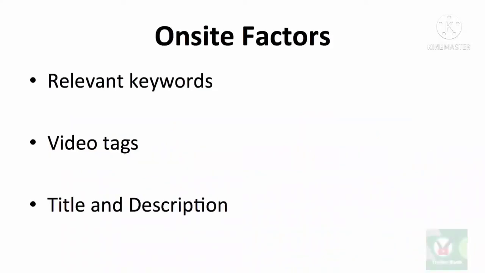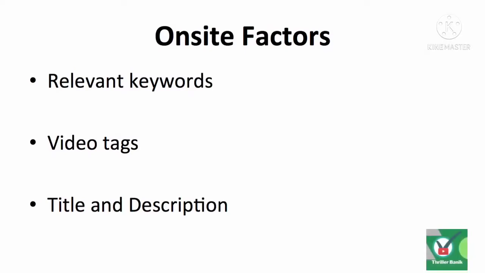There are two types of factors that will affect how Google will rank your video, which are the on-site factors and the off-site factors. Without further ado, let's get to the on-site factors. First and foremost, the relevancy of keywords is the key. Google evaluates your video based on the language in your video and your description box. So make sure to research the keywords that you are going to use.